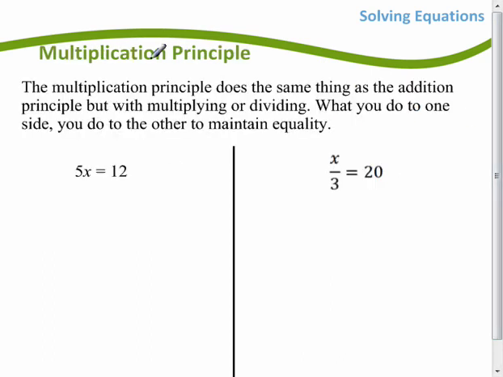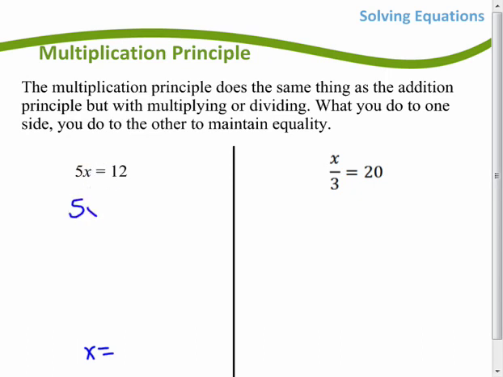Okay, the multiplication principle, same thing as the addition principle, except this time I'm multiplying x by a value, so I want to get rid of this 5 because I only want x is equal to. So I have to get rid of the 5. So if it's 5 times x, which is what this is, I can divide both sides by 5.